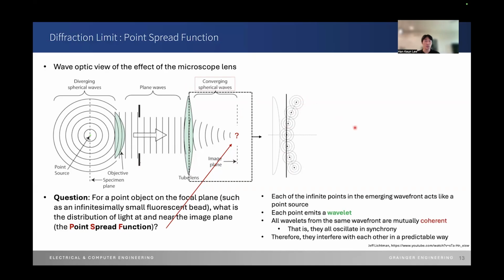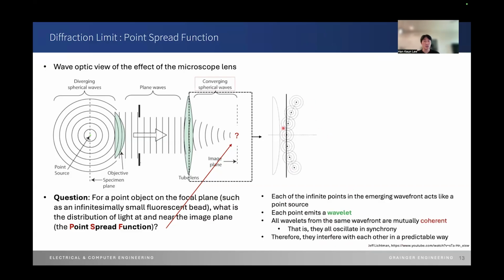Just like before, we're going to take a close look at this area where the lights are beginning to converge. Each of the infinite points in the emerging wavefront, which is this, acts like a point source. Each point emits a wavelet, which is the elementary unit of this wave. All wavelets from the same wavefront are mutually coherent, that is, they all oscillate in synchrony. Therefore, they interfere with each other in a predictable way.